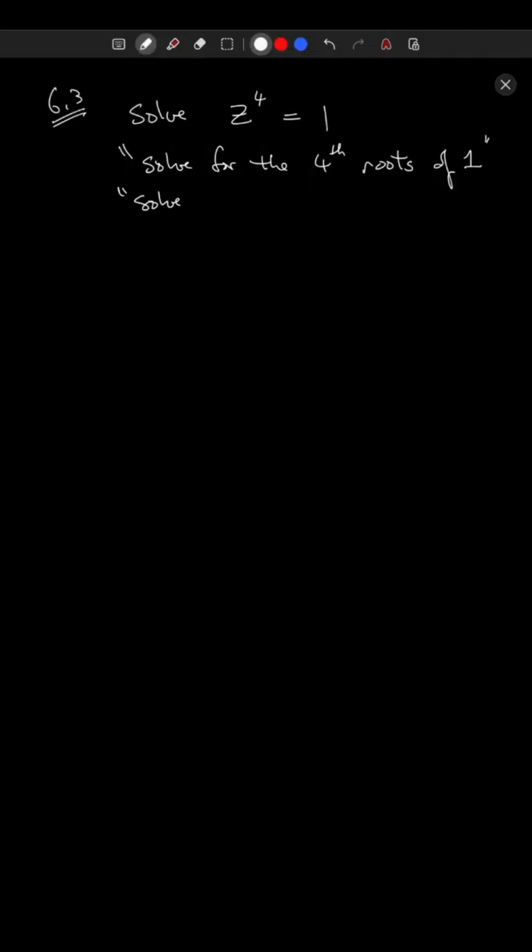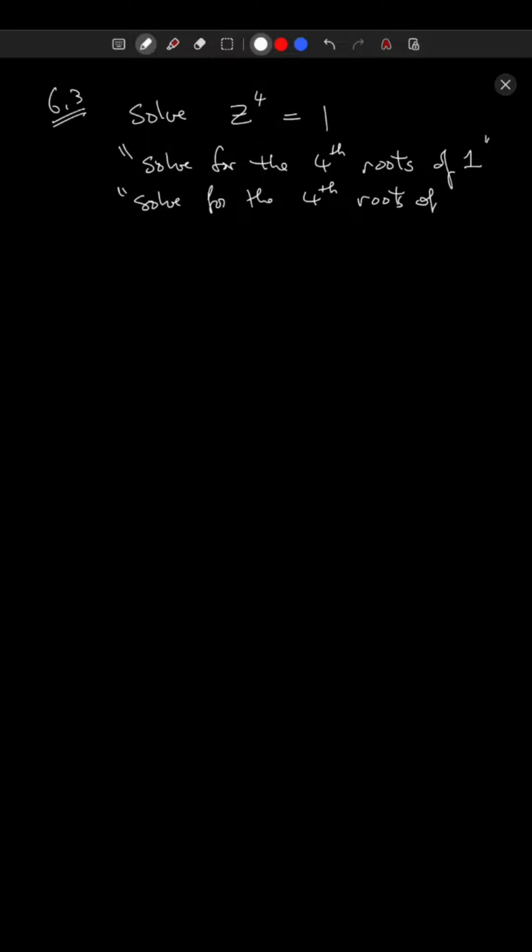A couple more examples, because in the main video, 2 examples didn't get recorded for some reason. So let me redo them. So the first example is we're solving for z to the 4 is equal to 1. Another way to say this is solve for the 4th roots of 1, or solve for the 4th roots of unity.